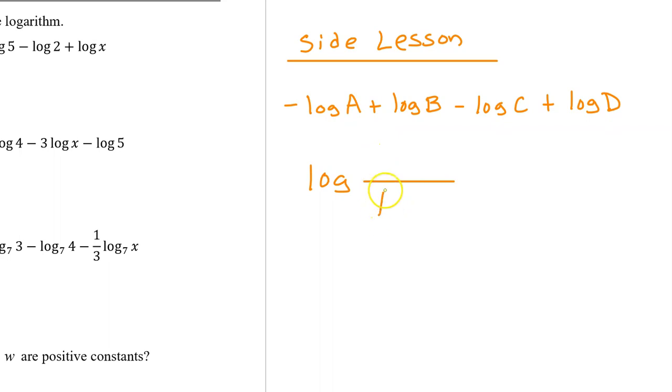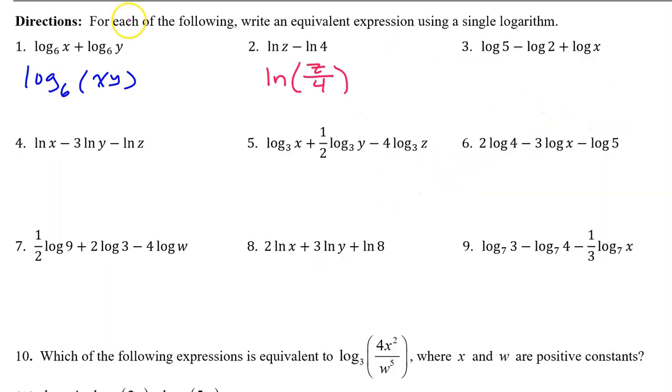So the a will go in the denominator because this is a negative term. The b will end up in the numerator because it comes from a positive term. The c will end up in the denominator, negative term, and the d will end up in the numerator. It came from a positive term.